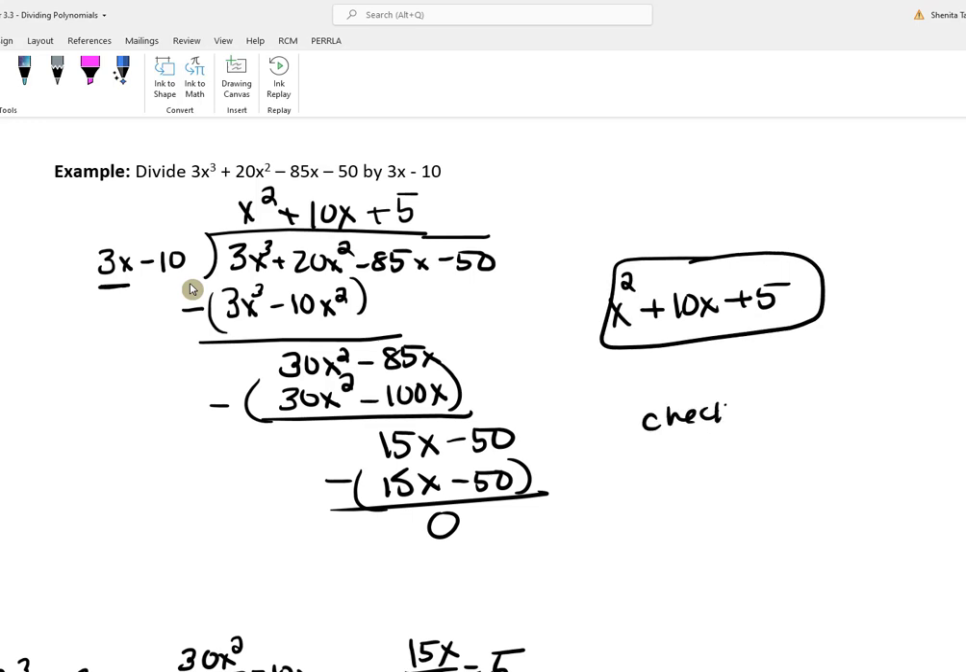What you can do to check your answer is take 3x minus 10 and multiply it by x squared plus 10x plus 5. When you multiply it out, you should get the original polynomial here.